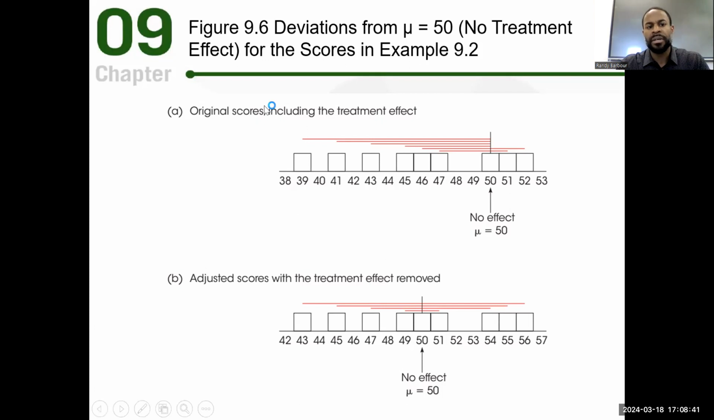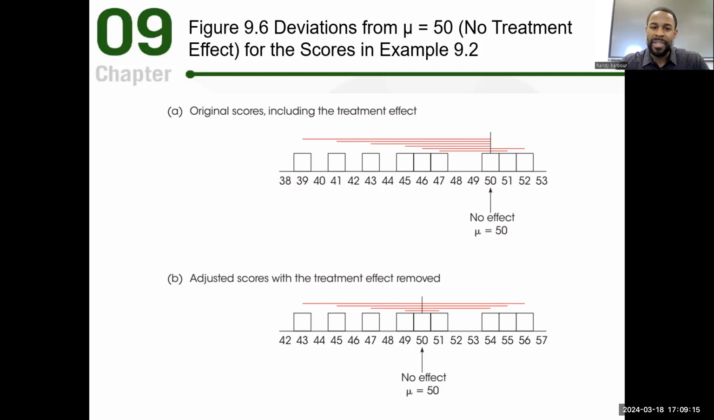So in this first example, these are the original scores that include the treatment effect. As you can see, the e-reader with no effect is 50. But you see a big effect here, right? So here is a treatment effect, right? You have a score of 39, a score of 41, a score of 43, 45, 46, 47, 50, 51, 52, right?